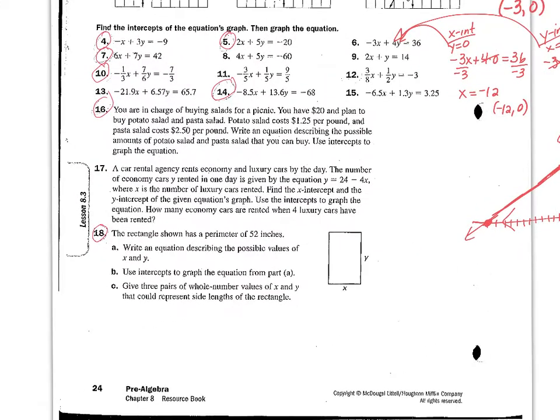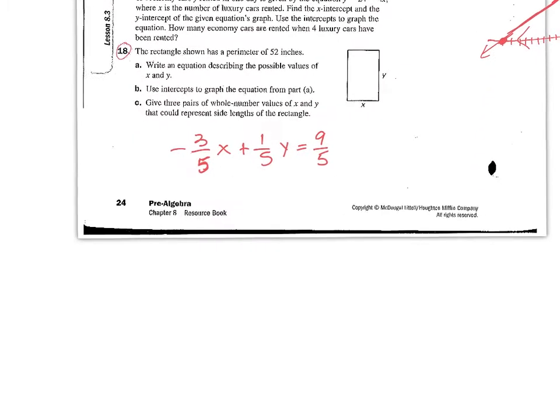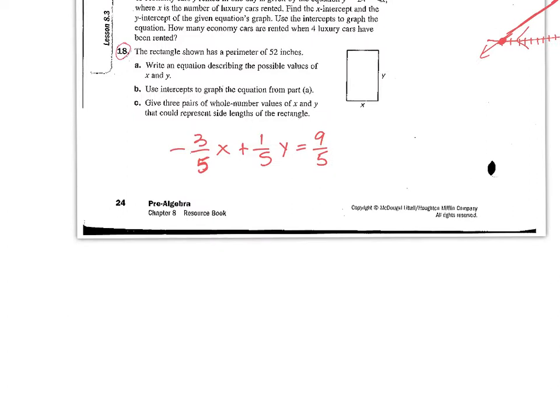Okay? Then look at one like number 11. And it's okay if it's a fraction. It says -3/5 x plus 1/5 y equals 9/5. And I'm not making you graph these. All it's asking is for the x and the y intercepts. So, we'll do this down here.